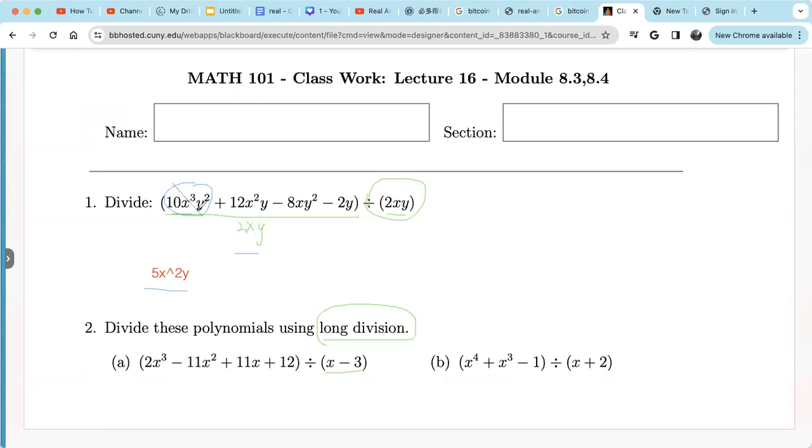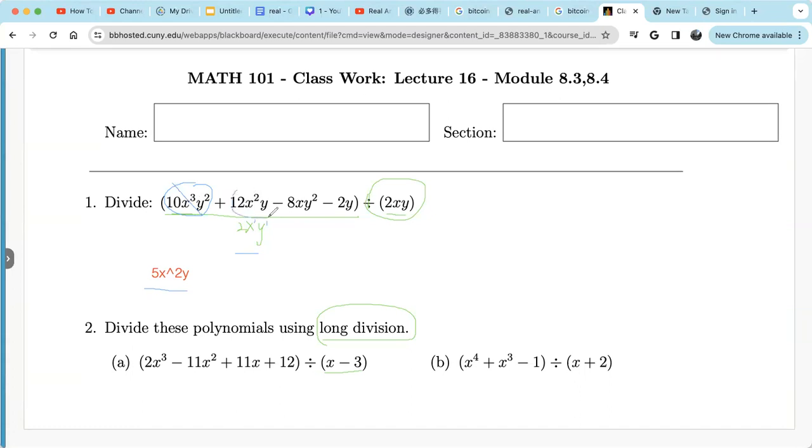When I do division, I look for the same base, then I subtract the exponents. The exponent for x is 1 by default, and for y it is also 1. So when I divide x cubed by x raised to 1, that's x raised to 3 minus 1, which is x squared. y squared divided by y is y raised to 2 minus 1, so that's just y raised to 1. We don't bother to write y raised to 1, just y. Now let's do the second one.